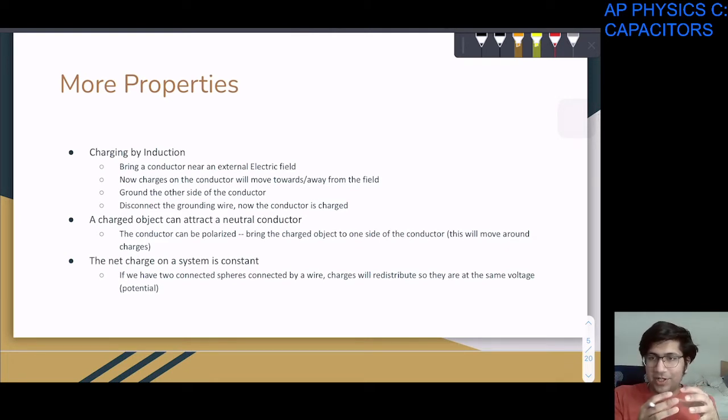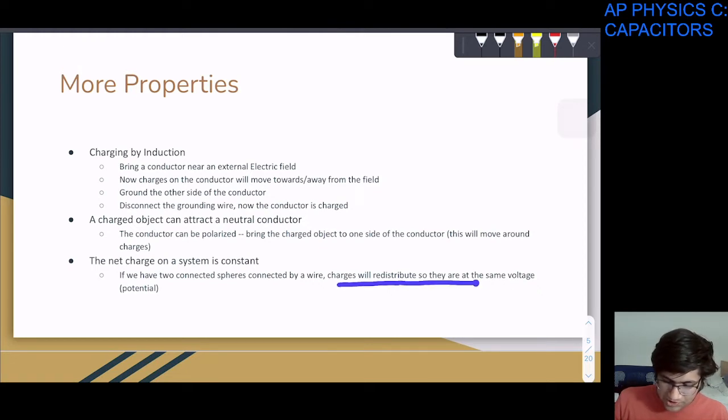So if you have a charged object, which is literally the metallic rod, and then using some tricks where you use induction, you can attract a neutral conductor, because you essentially don't ground it, and then you maintain a neutral conductor, and by moving around the particles and using this charged object, you can attract it. Now, the net charge on a system is constant. So if you have two spheres connected by a wire, the charges will redistribute so they are at the same potential.